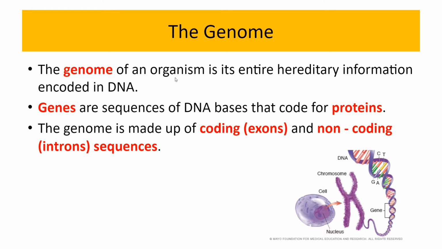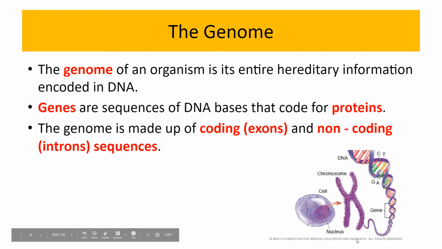And as it says, the genome of an organism is its entire hereditary information encoded in DNA. So when we see the word genome, we need to think, right, that's all of an organism's DNA, the whole thing. Then we've got this word here, genes, and it's important not to mix the word genes and DNA up because they're different. DNA is the whole molecule of hereditary information, whereas genes are just a part of the molecule of DNA. So genes are sequences of DNA bases that code for proteins.